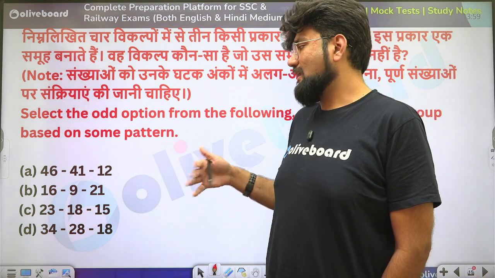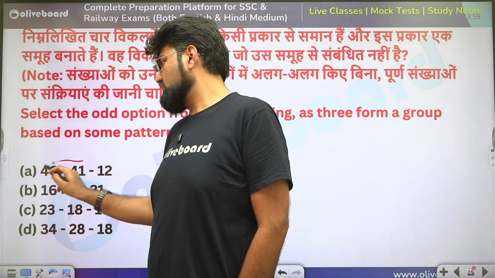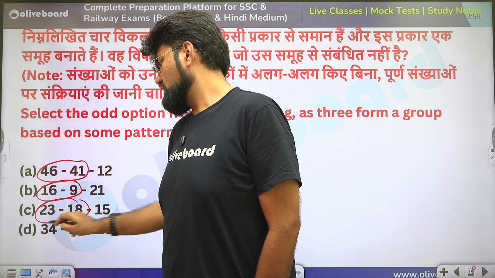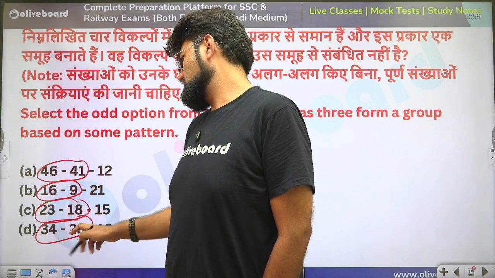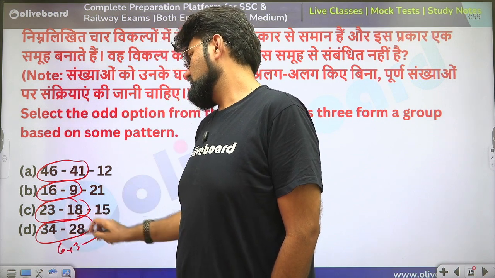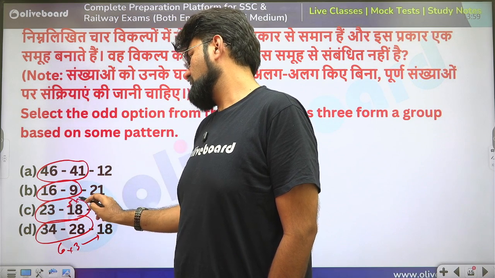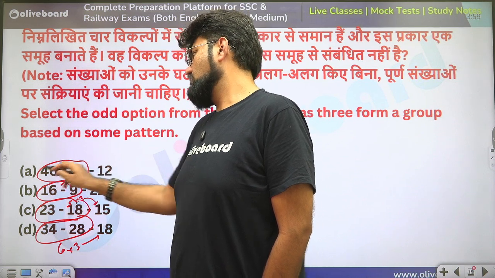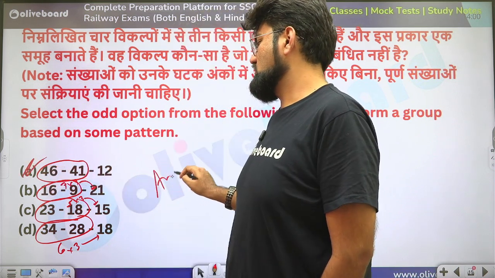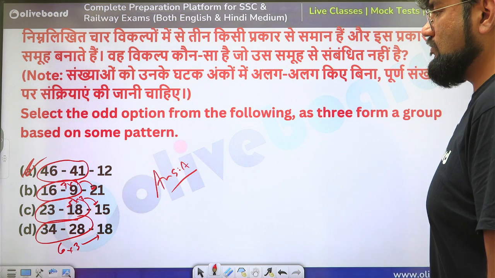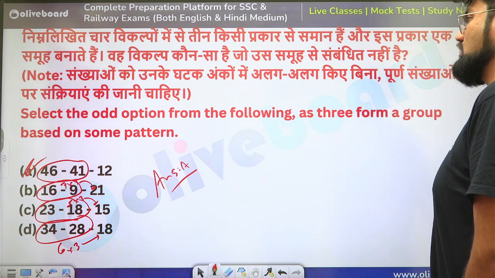So how else can we work it around? The moment you see the difference here, that's going to help you out. So what is the difference here? The difference here is 6. 6 multiplied by 3 is 18. The difference here is 5. 5 multiplied by 3 is 15. Difference here is 7. 7 multiplied by 3 is 21. But this is not following that logic. So option A is the odd one out. Difference between the first two numbers multiplied by 3 is going to give me the third number.